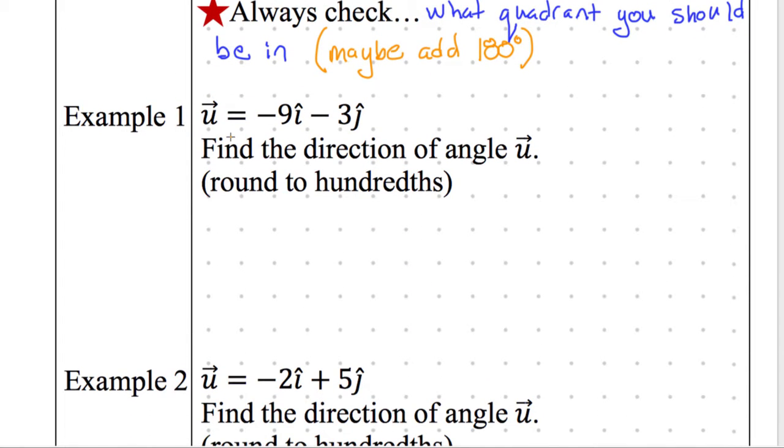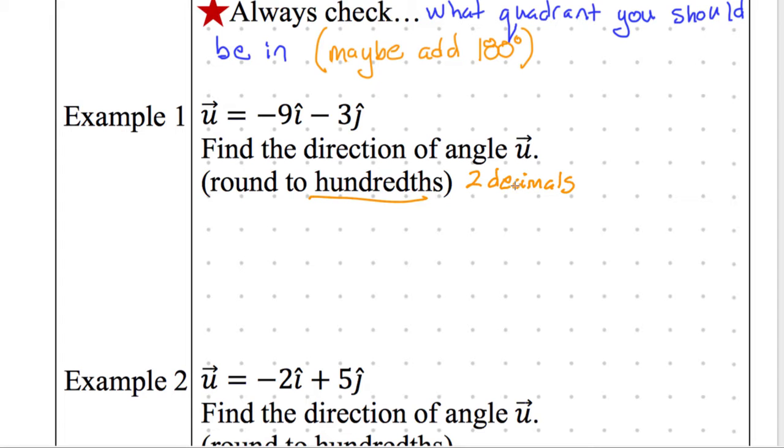So I have this vector. This vector is going negative 9i, negative 3j. So i is the x direction, j is the y direction. It's just how you do it in vector notation. I want to find the direction of this vector, and I'm going to round to the nearest hundredth. Hundredth, by the way, is 2 decimal places. So if you don't like the word hundredths, that's the same thing as 2 decimals.